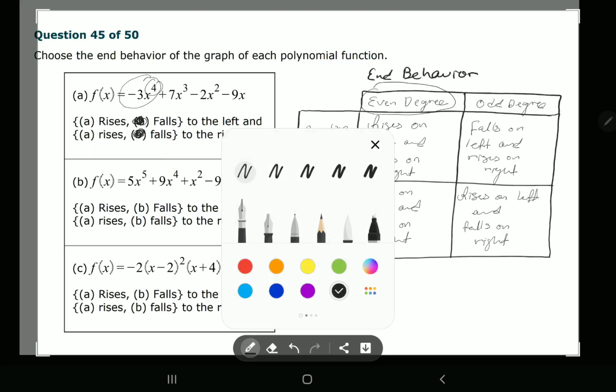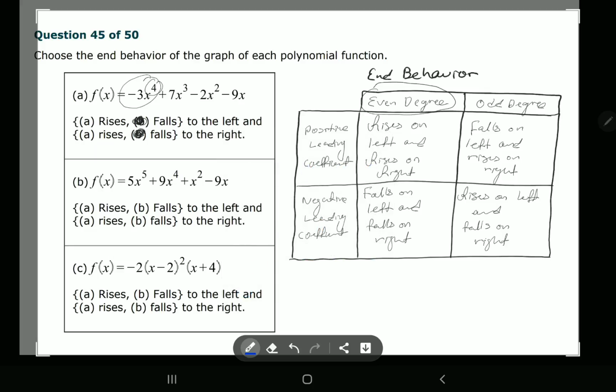Alright, let's reset, and let's change our color up, by the way. Let's use blue. Now we're going to do the next one, which is going to be B. My leading term is going to be 5x to the fifth, because that has the degree of my polynomial, which is the highest exponent. The degree is 5. 5 is an odd number. The leading coefficient is a positive number. The leading coefficient is 5, positive 5.